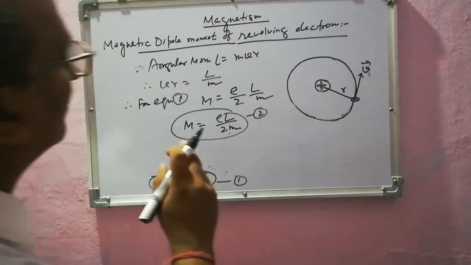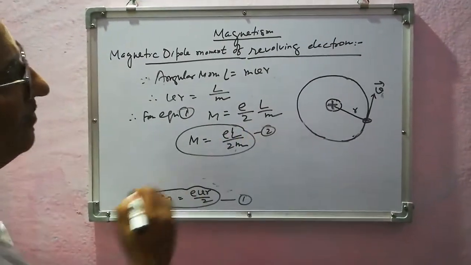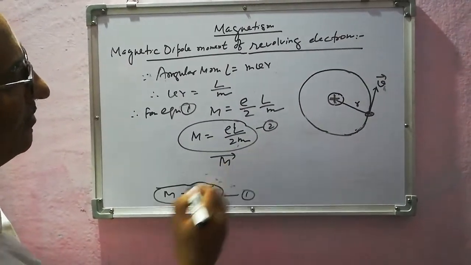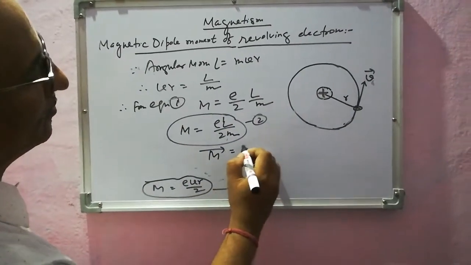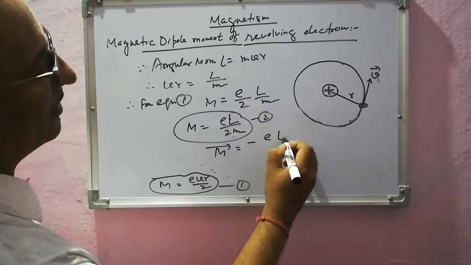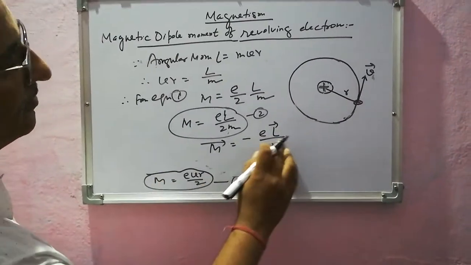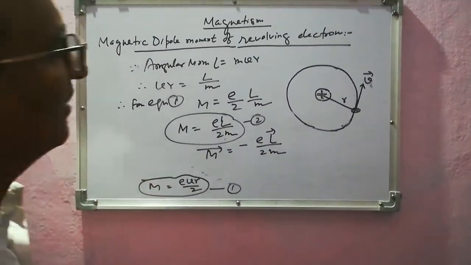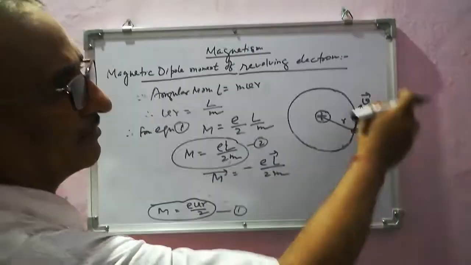Now you should express these results in vector form. The directions of m and L are opposite, so if you express the relations in vector form, you have to express them in this manner. Why? Now let us learn why the directions of m and L are opposite. Here the electron is revolving in this direction.